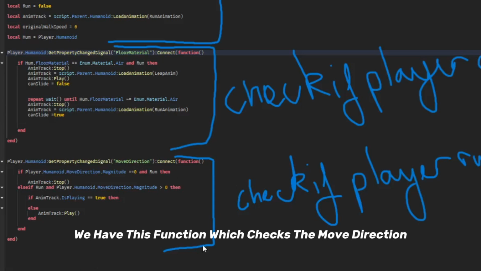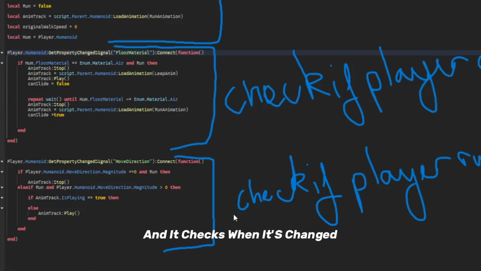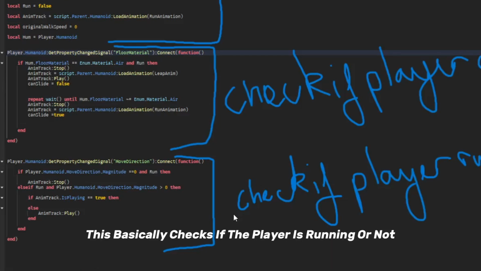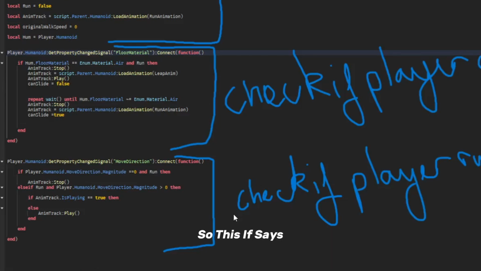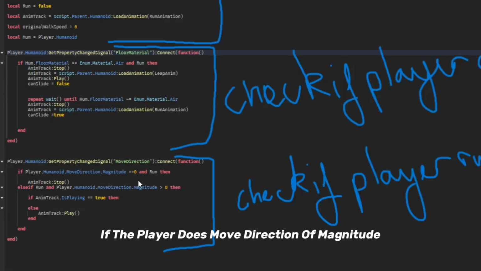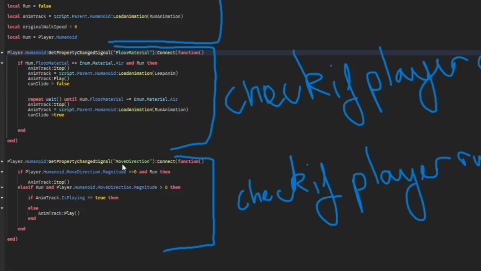Next we have this function which checks the move direction, and it checks when it's changed. So this basically checks if the player is running or not. This if says if the player's MoveDirection.Magnitude is 0 and it is running, and if running is true, then the animation track stops. But why would running be true if you're not actually moving? I'll do that later.